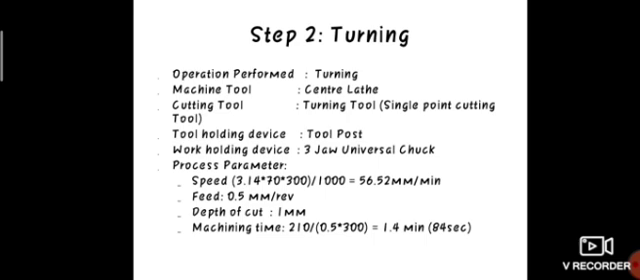Second step is turning. The process performed is turning. The cutting tool is turning tool, and the machine tool is center lathe. Tool holding device is tool post, work holding device is 3 jaw chuck. Process parameters are speed, feed, depth of cut, and the machining time is 1.4 minutes.